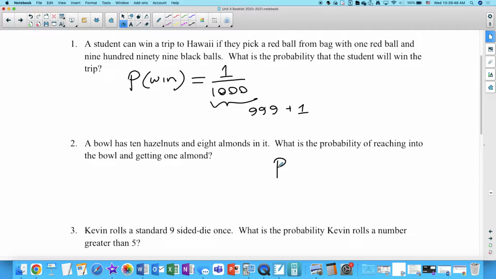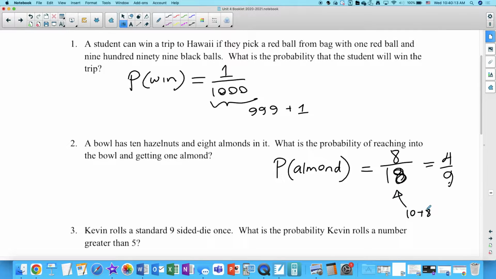4 over 5. Hold on. How many almonds are there in the bag? How many total outcomes are there in the bag? 18. So this actually reduces to 4 over 9. This is 10 plus 8. And that's an important distinction to make because, just as a little foreshadow, the 4 over 5, or the 8 to 10, will come into play when we look at odds.